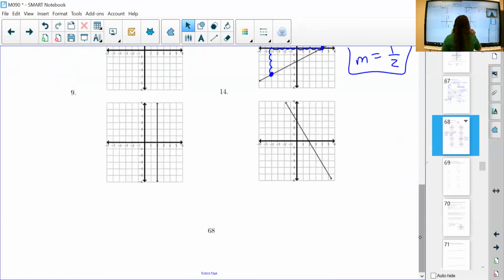Let's take a look at 14. I'm going to pick my lattice points. Again, I see this one and this one. My rise is going to be, let's start from here, or I can start from the other side, doesn't matter. 1, 2, 3, 4, 5, 6, 7, 8. So I'm falling 8. That's negative. And then my run, I'm going over 1, 2, 4, 5.